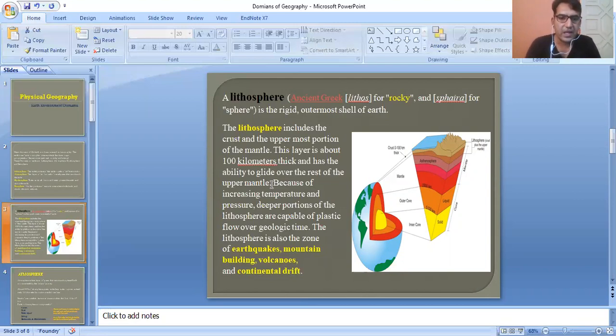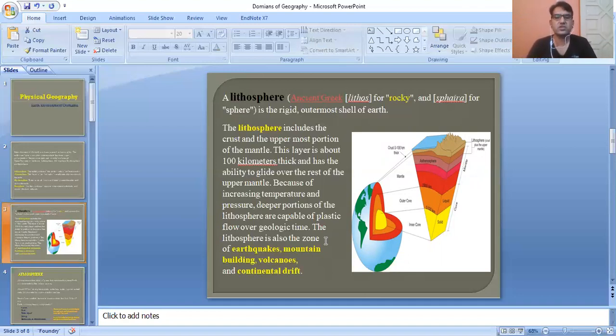Because of increasing temperature and pressure, the deeper portions of the lithosphere are capable of plastic flow over geological time. As you know, if you go down beneath the earth, the temperature will be increasing. So because of the increasing temperature and pressure, the portion of the lithosphere downward is in a movable state. So they can be flowing because of this.